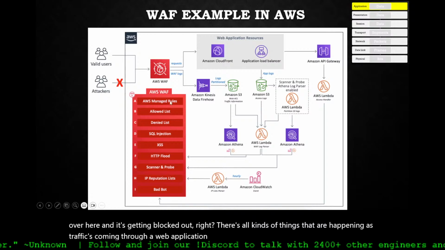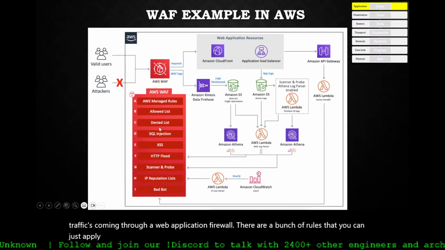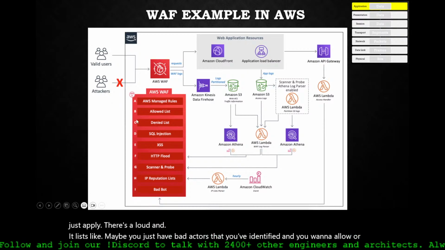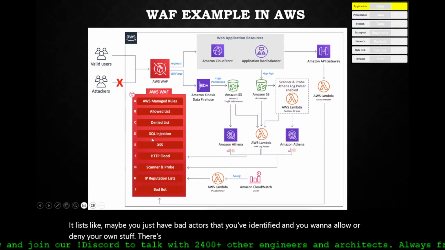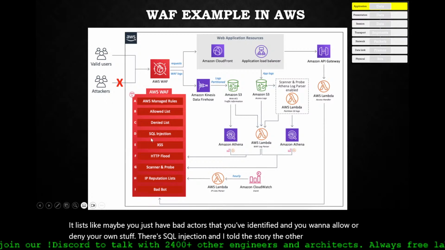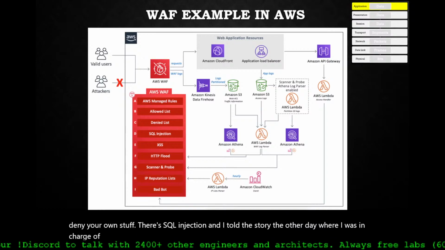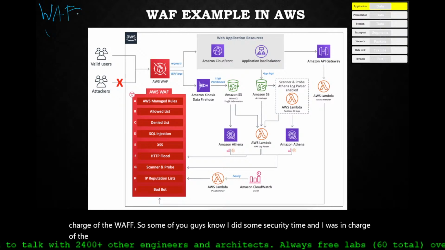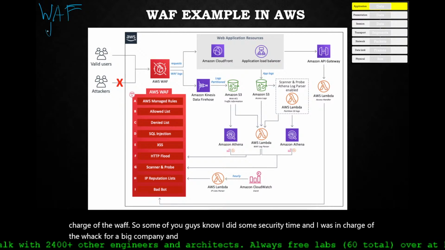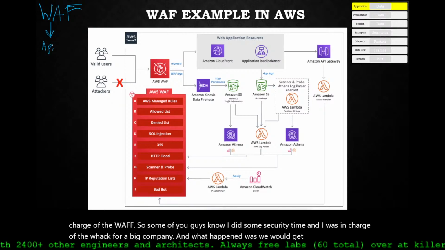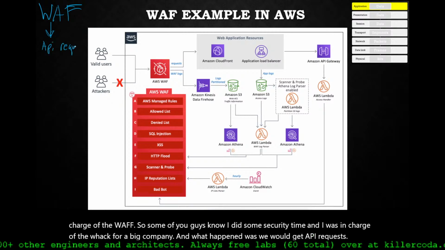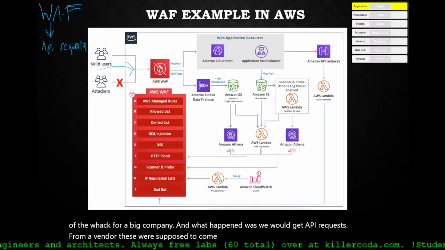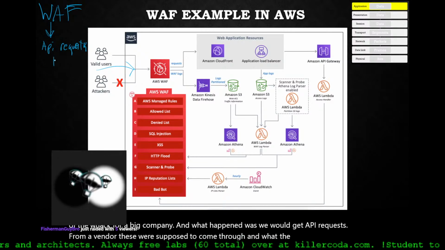There are a bunch of rules that you can just apply. There are allow and deny lists, like maybe you have bad actors that you've identified and you want to allow or deny your own stuff. There's SQL injection. And I told a story the other day where I was in charge of the WAF. Some of you guys know I did some security time, and I was in charge of the WAF for a big company. And what happened was we would get API requests from a vendor. These were supposed to come through. And what the API did, I can just tell you this generically.